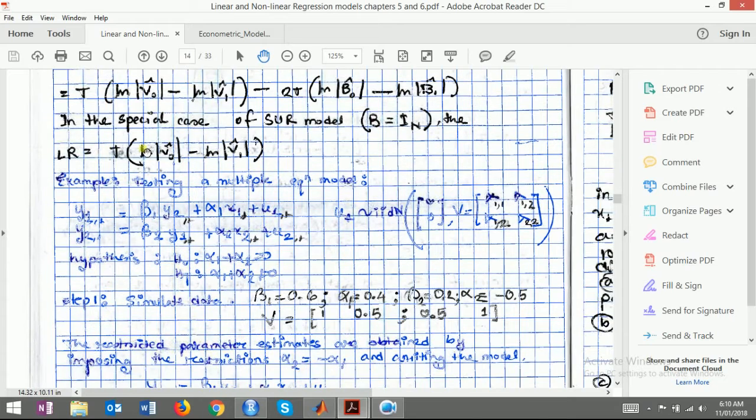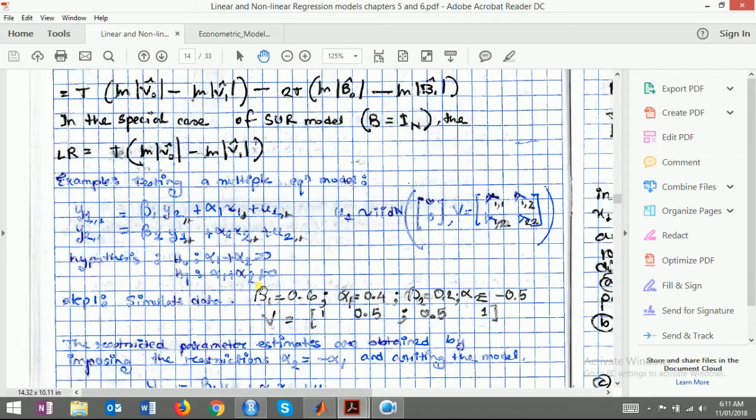So let's look at an example. Sorry, testing a multiple equation model. We have y1t equals beta 1 y2t plus alpha 1 x1t plus u1t, and y2t equals beta 2 y1t plus alpha 2 x2t plus u2t. Simultaneous is just a simple structural equation model or simultaneous equation model where the residual has 0 mean and variance sigma. Again, the restrictions, null and alternative, are to put restrictions on alpha.